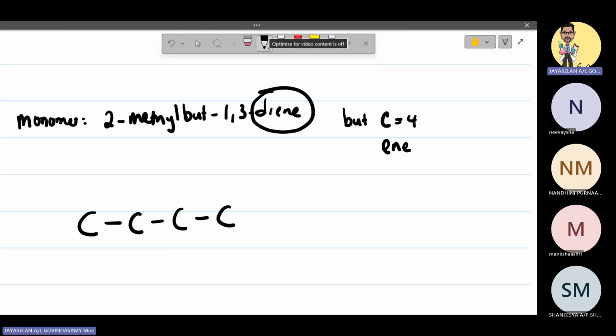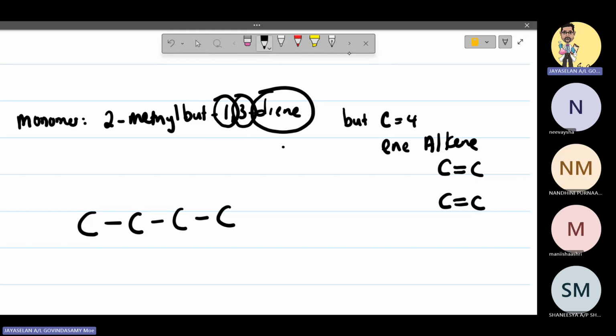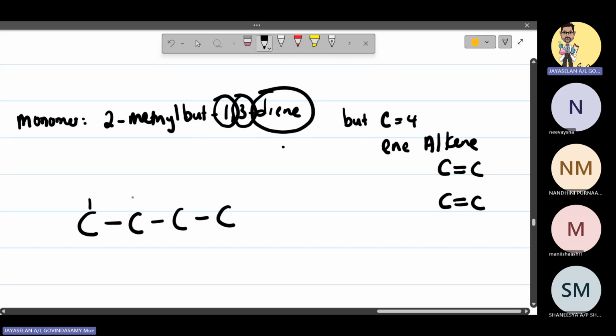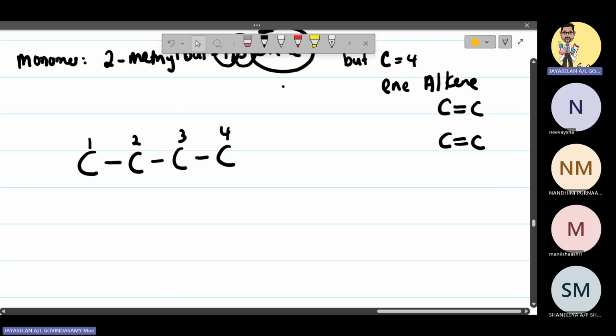If it is "ene", this belongs to alkene. Alkene must have a C double bond C. When they put diene, it should have 2 double bonds. One starts after carbon number 1, another one after carbon number 3. So very simple. You number first: 1, 2, 3, 4. Any question? After carbon number 1, put 1 double bond.